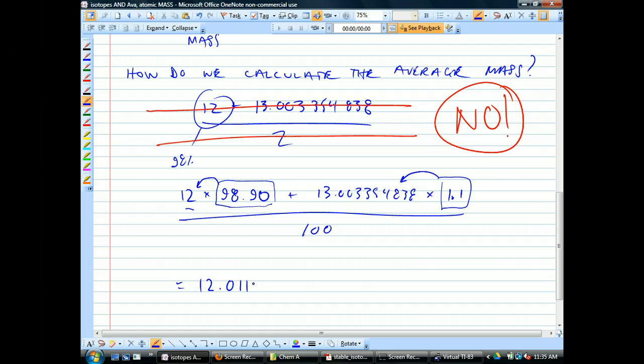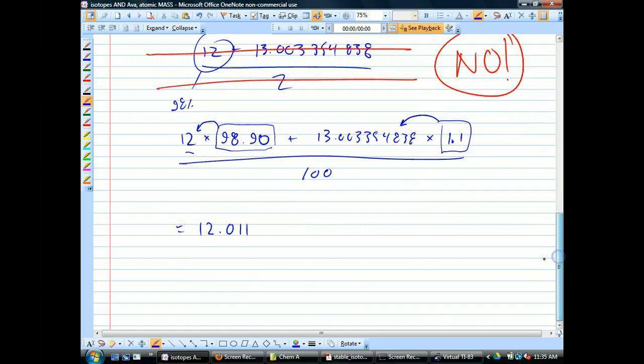Could you first multiply, like, instead of multiplying 12 by 98.90, multiply by 0.98? Yes. In fact, I would suggest you do it this way. The second way is that you put the percentages into decimal form. Then you don't have to divide by 100. And the reason I say that is sometimes you'll be solving for an unknown in the equation, like an unknown mass or an unknown abundance, and it'll be easier for you if you do it this way.